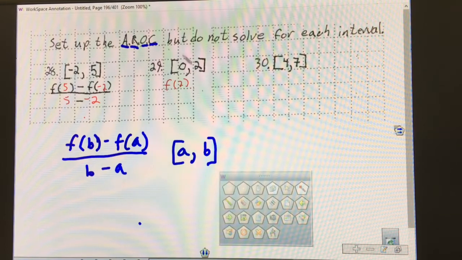I'm going to set it up, f of 2. This is my a term, and this is my b term. Minus f of 0. Again, we don't know what f of 2 and f of 0 are. We are not using a formula. All over 2 minus 0. And there we go. I just want you to set it up.